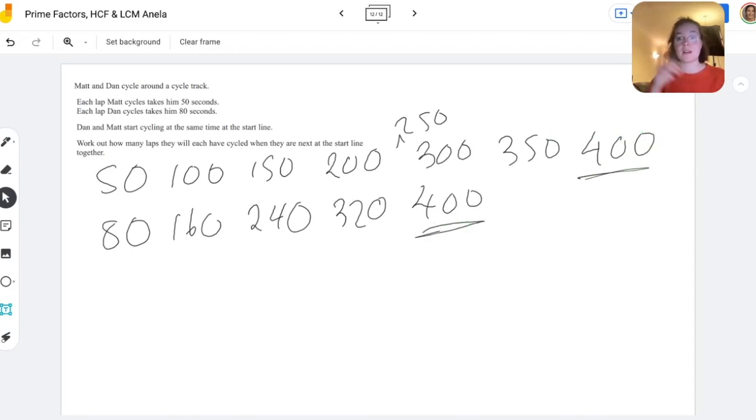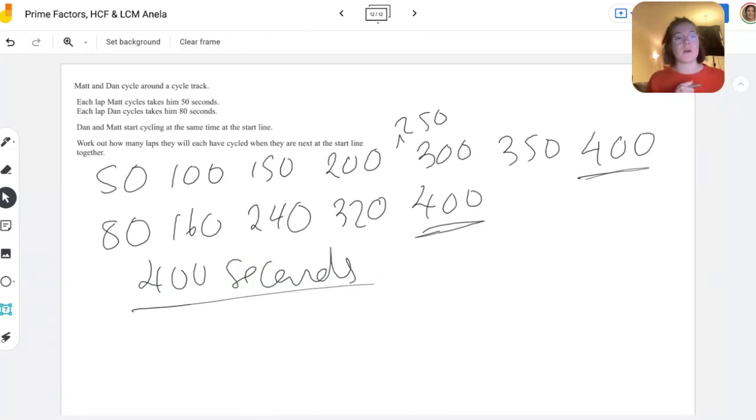So let's put it back into context. So it's 50 seconds and 80 seconds. So we've got 400 seconds. And now we've got to answer the rest of the question. So work out how many laps they will each have cycled when they are next at the start line together. So they're both at the next start line in 400 seconds. So we want to know how many laps that person's done in 400 seconds.